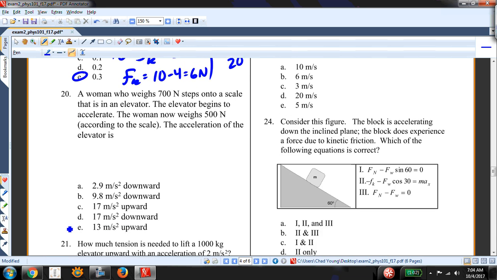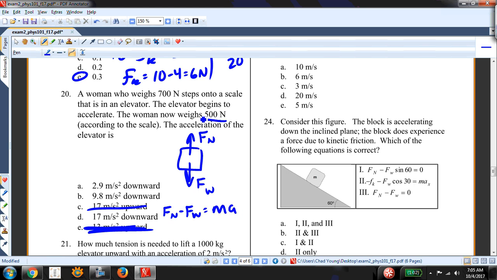A woman who weighs 700 newtons steps on a scale in an elevator, then the elevator begins to accelerate, and now she weighs 500 newtons. Okay, so first of all, since she weighs less now that the elevator is moving, I know that it can't be upward, so it has to be one of these others, A, B, or D. Let's draw my force diagram. I have my normal force, that's what the scale reads, and then I have the weight. And that's all that I have. So I have Fn minus Fw equals ma.